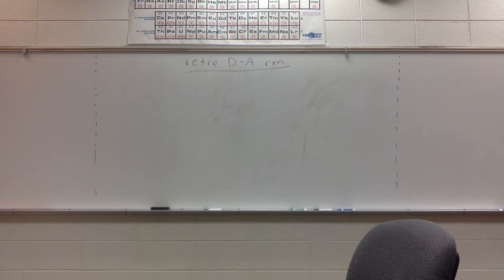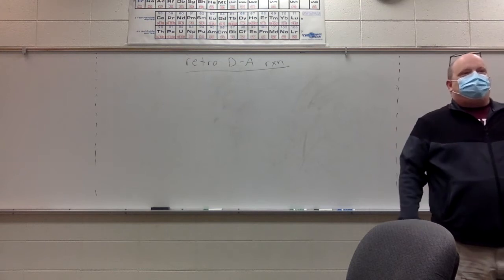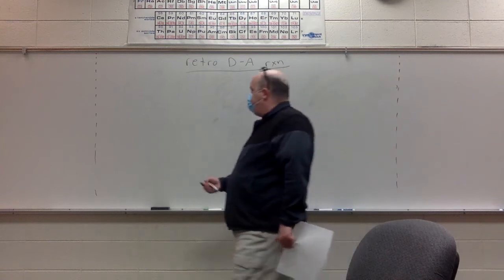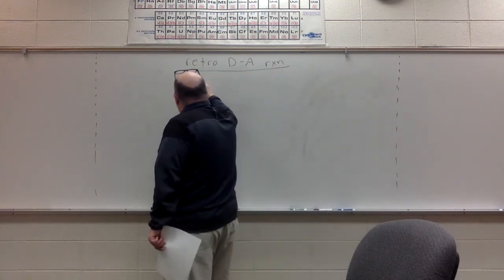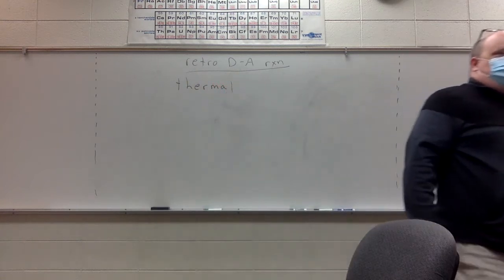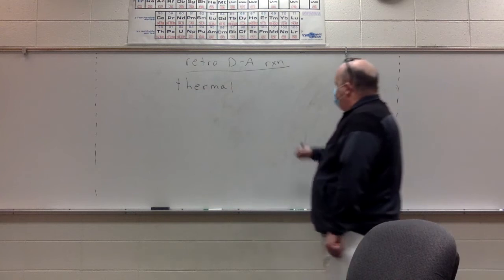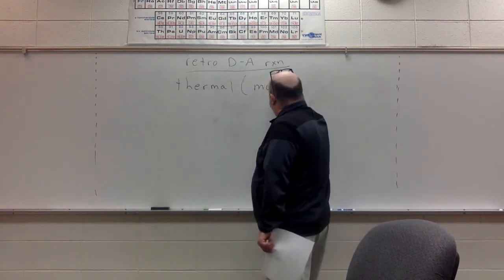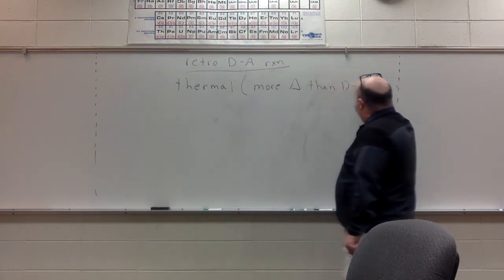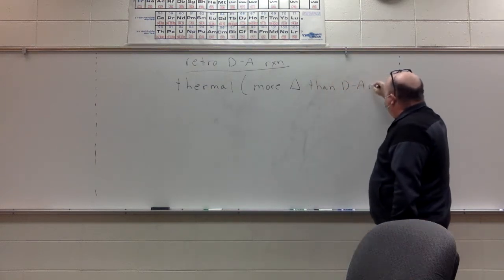A retro-Diels-Alder reaction is basically a Diels-Alder reaction in reverse. In other words, you start off with a Diels-Alder product and you revert to a diene and a dienophile. And one thing that's a little confusing about these is that just like Diels-Alder reactions, they're thermal. So you input heat. However, the heat that you add is more than a traditional forward Diels-Alder reaction.